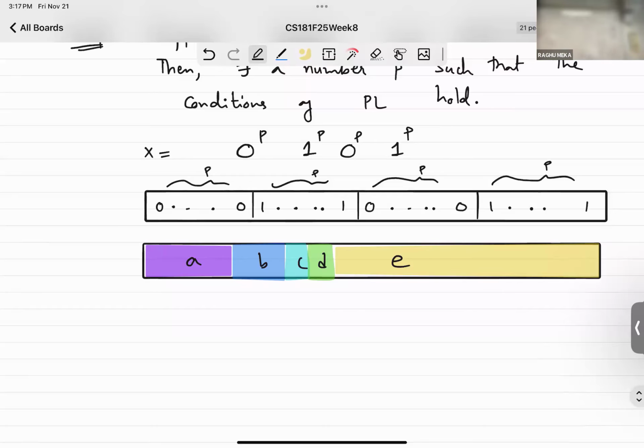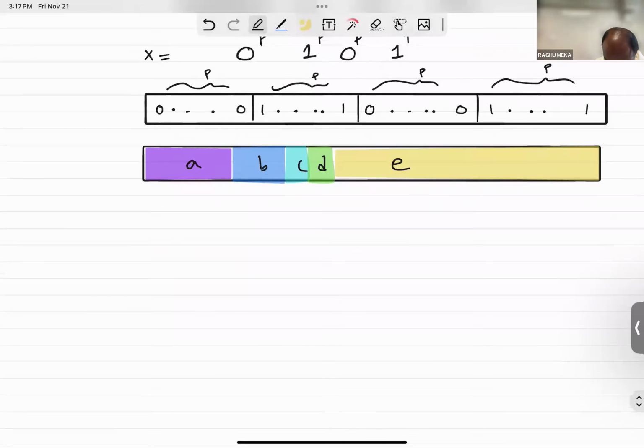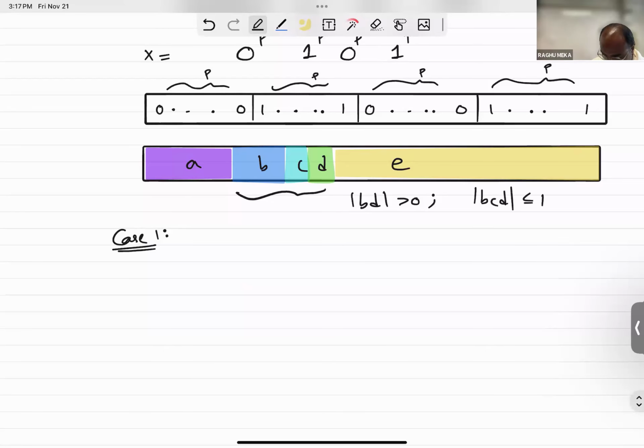Okay, we once again have two cases, right? So what can happen? Or maybe three cases here, really. Case one: the only thing that we know about BCD is that the size of BD is not 0, and together it's of length at most p. What are the cases? One case is it's completely contained in one block. So case one, BCD is contained in one block.